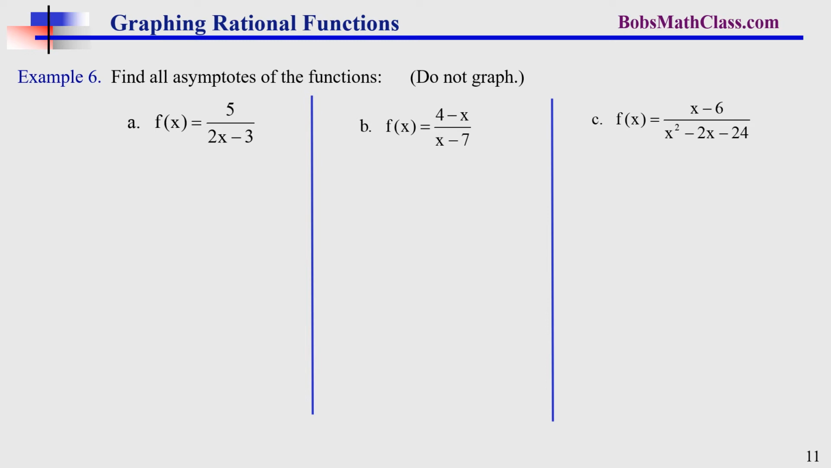Okay, some practice. Let's put it all together. Find all asymptotes. So we're finding the vertical asymptotes and the horizontal. We're not graphing. We'll get to it in just a little bit. So how about the vertical asymptote on part A? We set the denominator equal to 0 and solve. So we get x equals 3 over 2. That's our vertical asymptote.